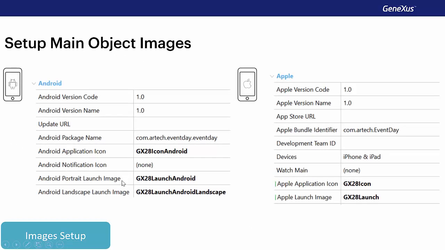So, let's go over what we've just seen. Remember that we must have the launch images for the portrait and landscape orientations and the application icon, which are set in the properties of the main object, possibly a menu, as in the case of our application, as we see here. For Android, we need at least Android application icon, Android portrait launch image, and Android landscape launch image. For Apple, we just need to enter Apple application icon and Apple launch image.